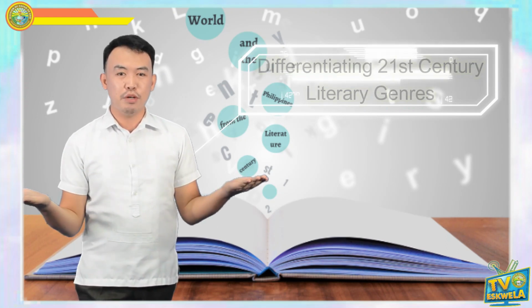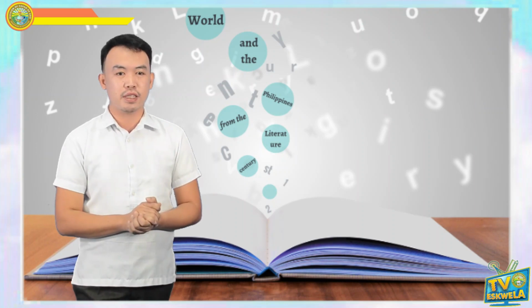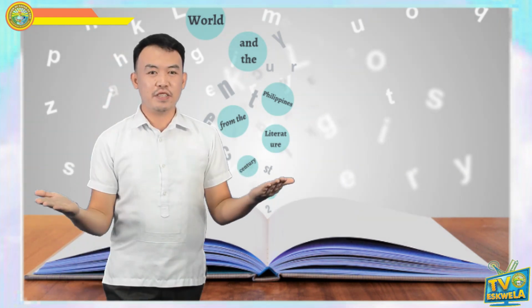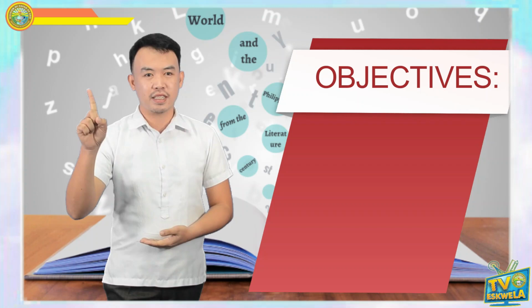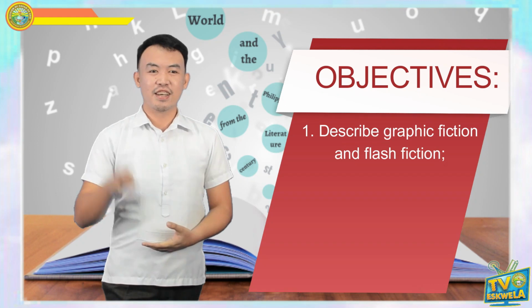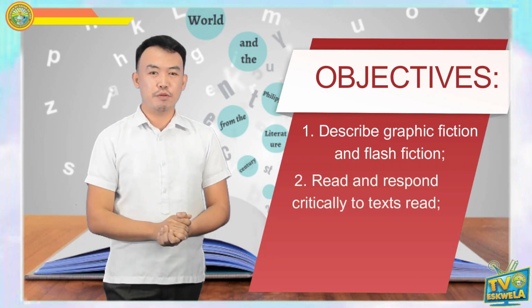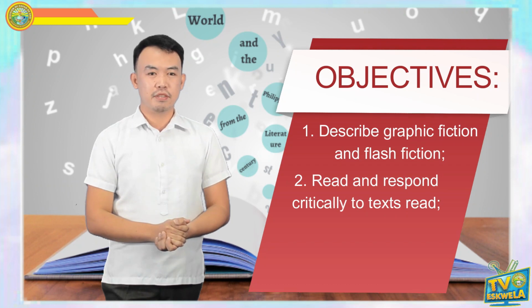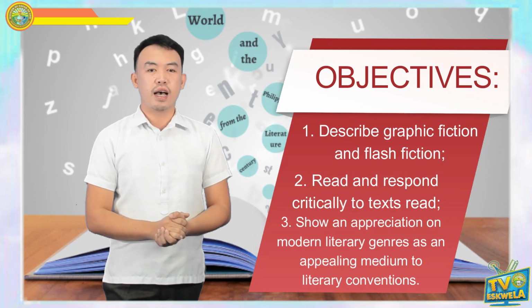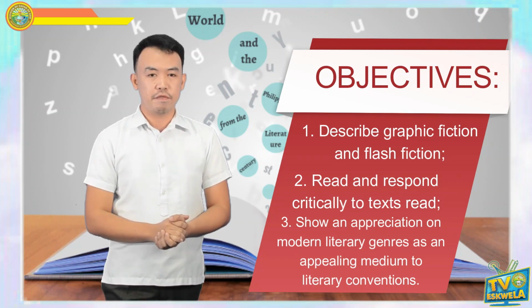But before we proceed with our lesson, let me introduce to you first our lesson objectives for today. Our objectives are as follows. First, describe graphic fiction and flash fiction. Second, read and respond critically to text read. Third, show an appreciation on modern literary genres as an appealing medium to literary conventions. Are you ready for now? That's great! Kindly get your module and open it on page 5.